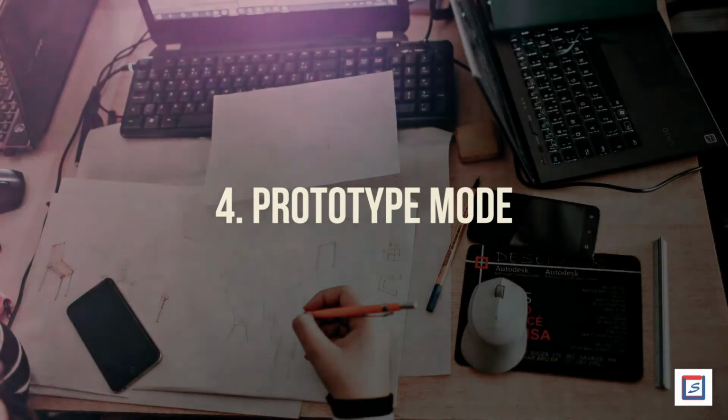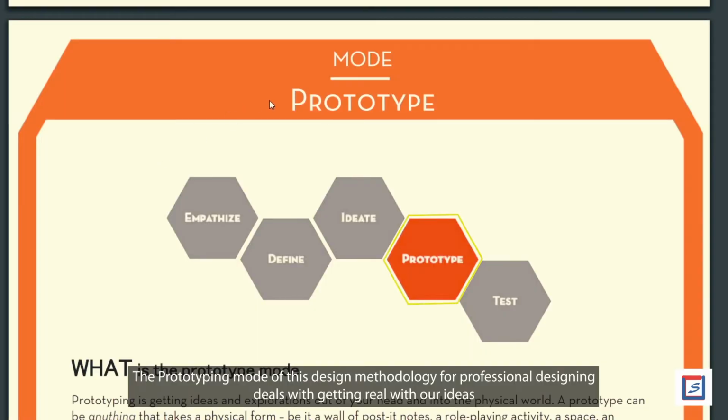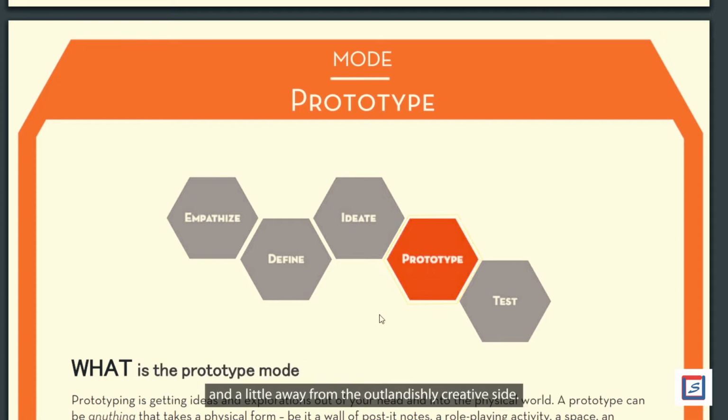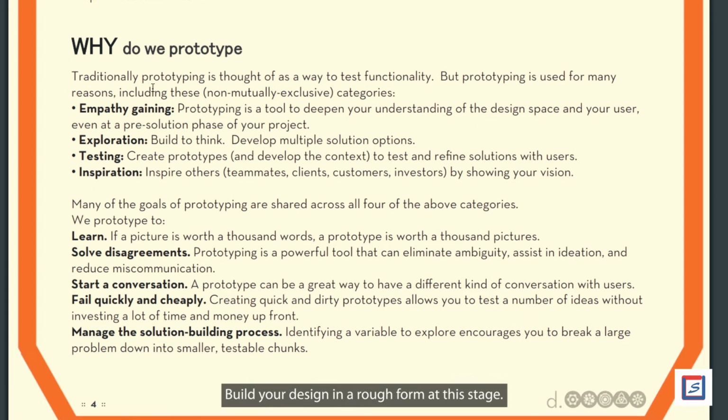Number 4. Prototype mode. The prototyping mode of this design methodology for professional designing deals with getting real with our ideas and a little away from the outlandishly creative side. The fourth step of these steps to generate ideas for commercial design involves prototyping anything that can be taken for testing. Build your design in a rough form at this stage. It will help you to learn and investigate a lot of different possibilities.